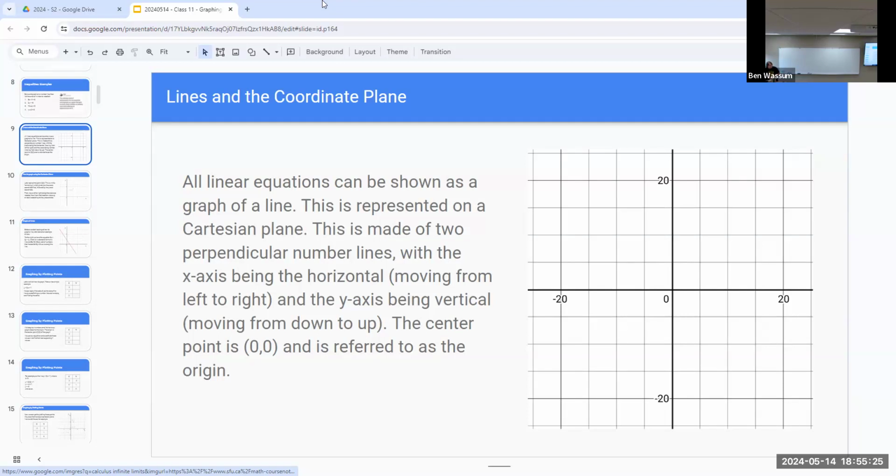Does that sound nice, children? Oh, that's good. Okay. All right. So we're gonna do lines.